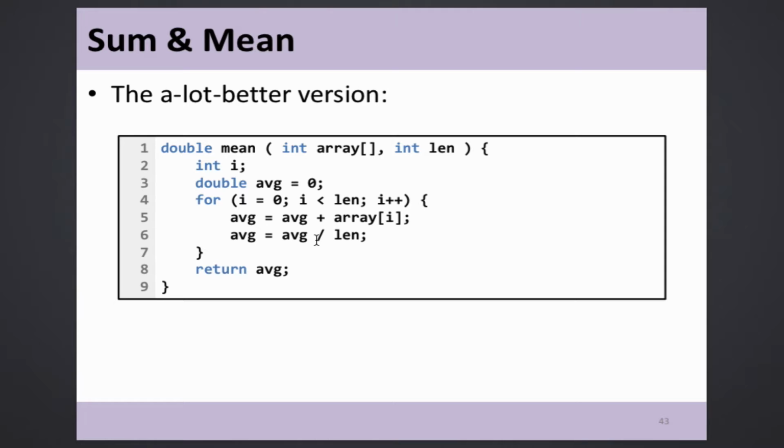Any bugs here? I think the division should be done in line 5. Yes. Be careful, okay? The division should not be done there. The division should be done here, one line upper.